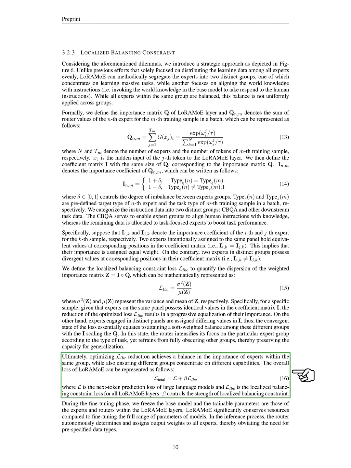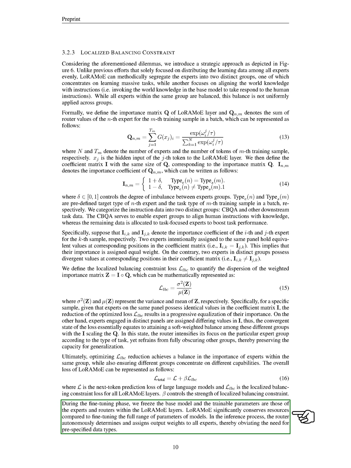Ultimately, optimizing the reduction of this loss achieves a balance in the importance of experts within the same group, while also ensuring different groups concentrate on different capabilities. The overall loss of LoRAMoE can be represented as a certain formula, where one part is the next token prediction loss of large language models and the other part is the localized balancing constraint loss for all LoRAMoE layers. During the fine-tuning phase, we freeze the base model and the trainable parameters are those of the experts and routers within the LoRAMoE layers.